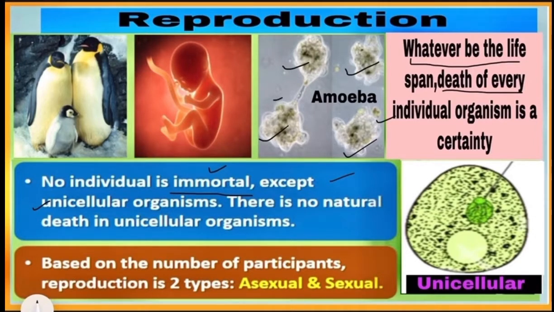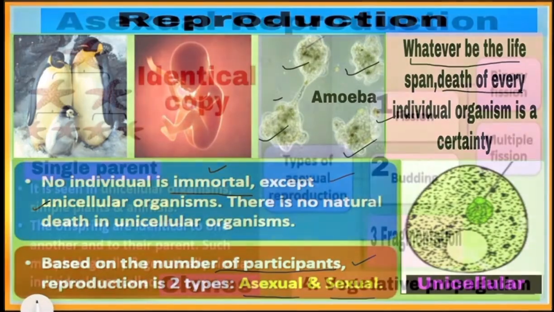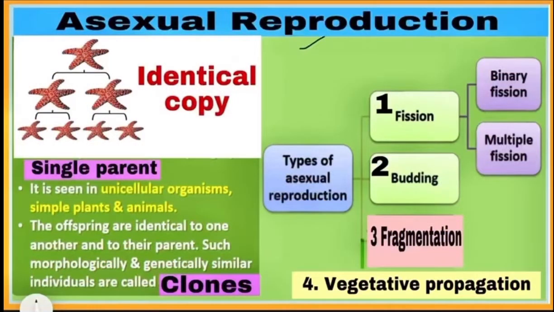Now, let us see the types of reproduction based on the number of participants. कितने participants हैं, कितने organism participate कर रहे हैं reproduction process में. Based on this, reproduction is of two types: asexual reproduction and sexual reproduction. Let us start with asexual reproduction.